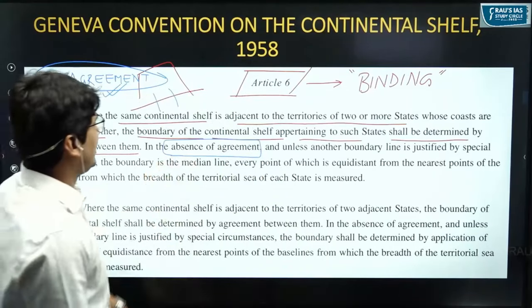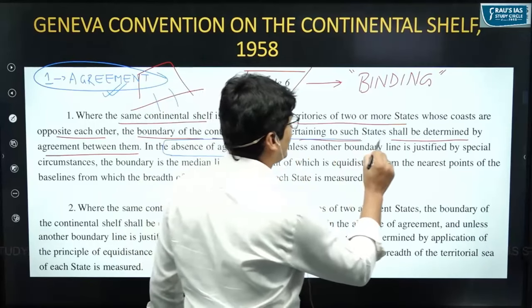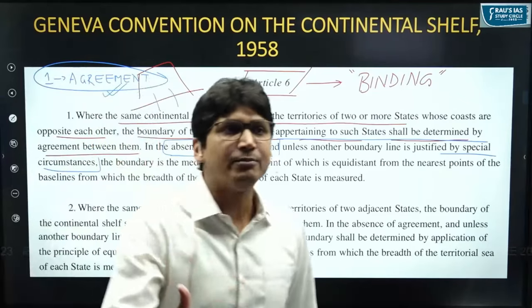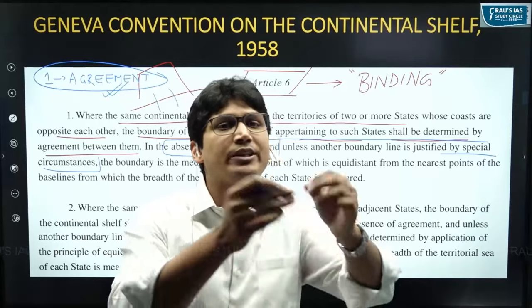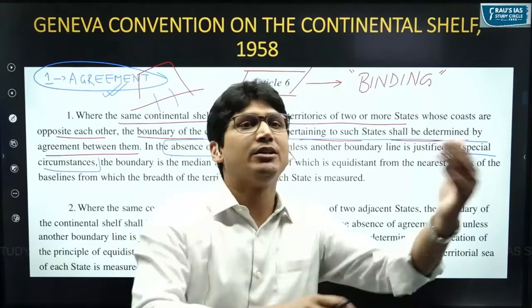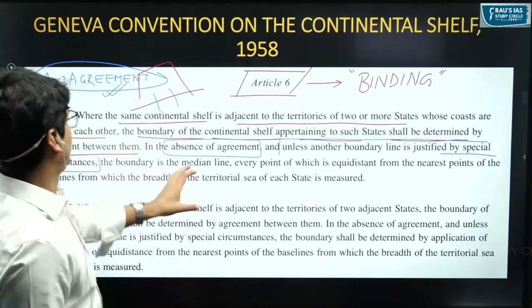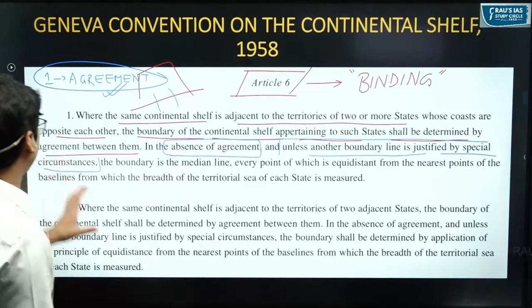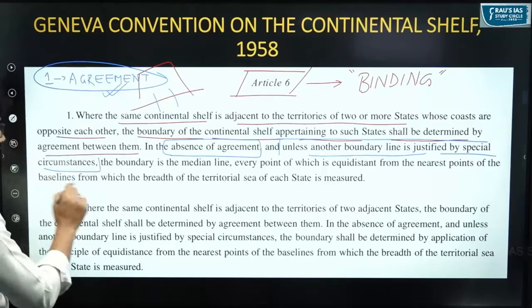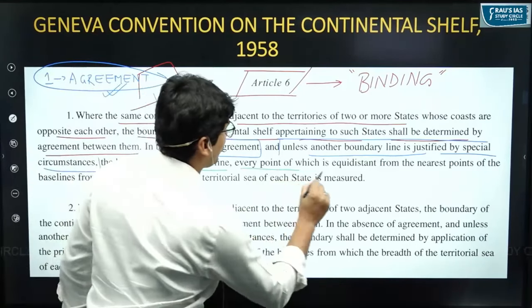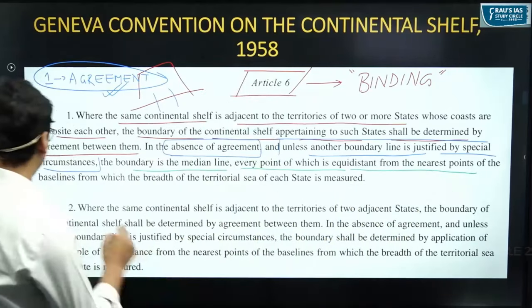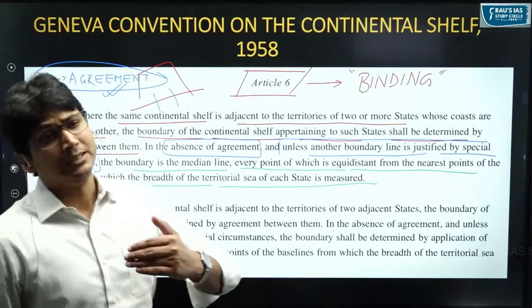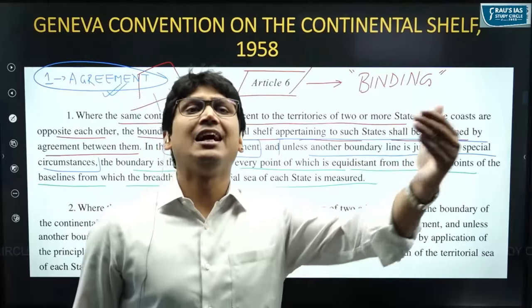It then says, in the absence of the agreement, and unless another boundary line is justified by special circumstances. So the whole statement with respect to division of the continental shelf based on the equidistant principle is qualified by other provisions also. It says that in the absence of agreement, and unless another boundary line is justified by special circumstances, the boundary is the median line, every point of which is equidistant from the nearest points of the baselines from which the breadth of the territorial sea of each state is measured. The equidistant method comes as the last point.